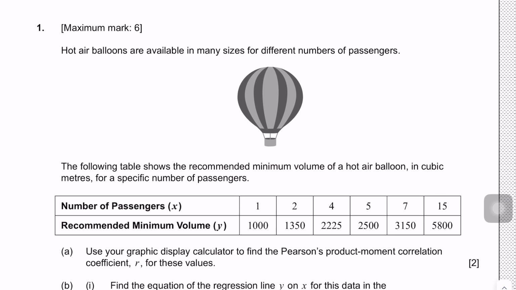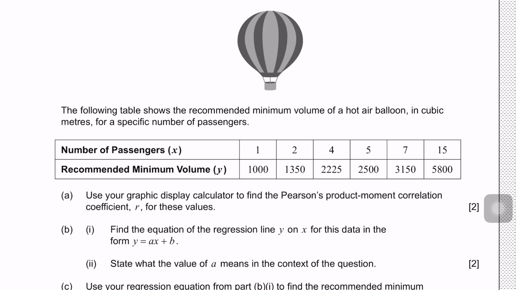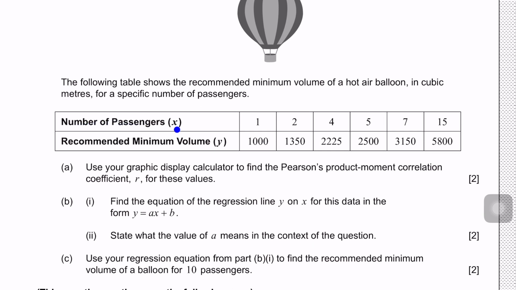Here we go, question 1, a 6-mark question. Hot air balloons are available in many sizes for different numbers of passengers. The following table shows the recommended minimum volume of a hot air balloon in cubic meters for a specific number of passengers. And then we have number of passengers, which is our x, and recommended minimum volume y. A table here lists the number of passengers and the corresponding volume of the balloon in each of these cases.